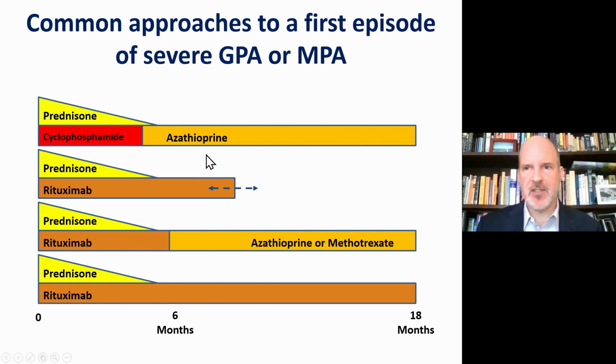One of the big advances in the field in the past 20 years was the substitution of rituximab, a B-cell depleting antibody, for cyclophosphamide. How you then use it afterward depends who you ask. You can either stop it and see what happens, or you can continue it for 2 years or indefinitely, or you can switch it to azathioprine.